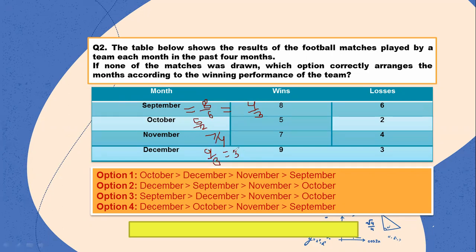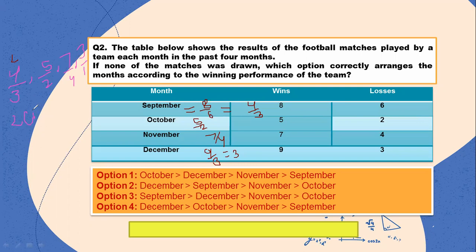Now, actually, this is a question of arranging them in increasing and decreasing order. So what we have to do is, let us take all these numbers: 4 by 3, 5 by 2, 7 by 4, and 3. Now, let us take the LCM of the denominators. The LCM of the denominators is 12. You can find it out.